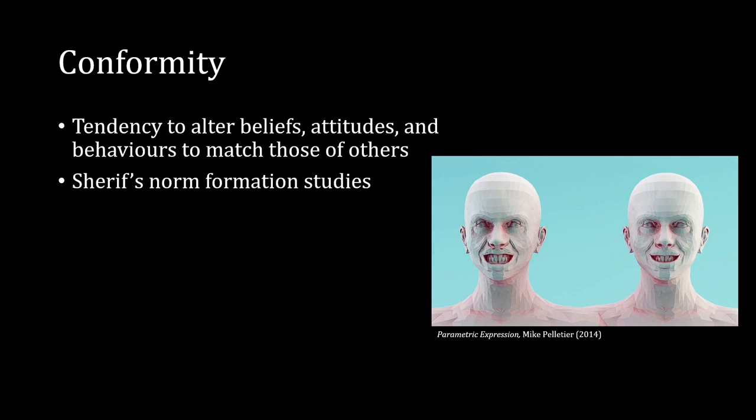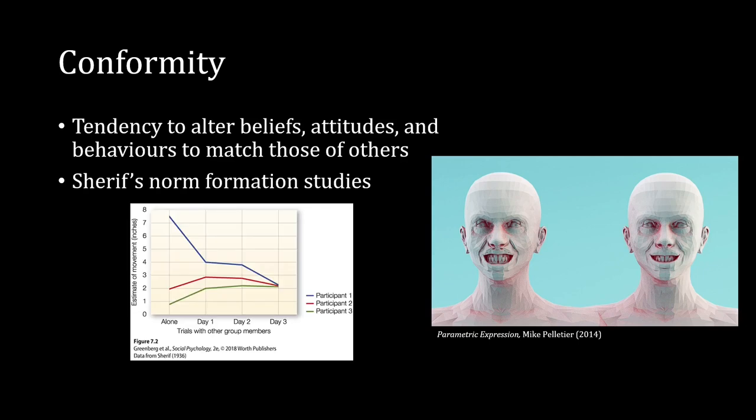And then he would put them all together in a room and would have them make the estimates again. And what he found was that although in the beginning participants made wildly different estimates of how much the point of light was moving when they were by themselves, after a few trials, which were held across a handful of days, they actually all ended up coming to agree on the same estimate.